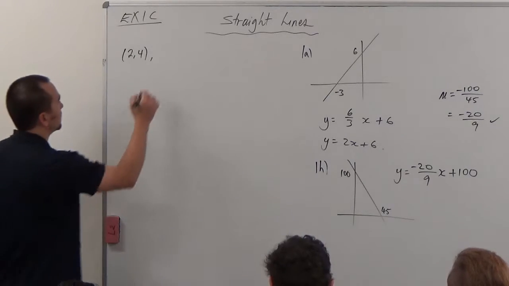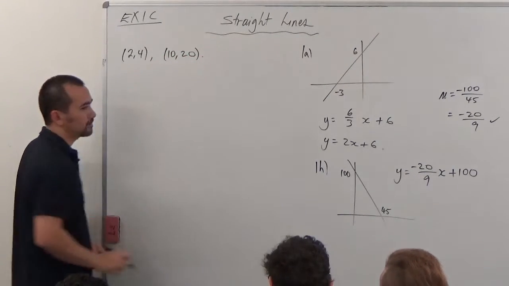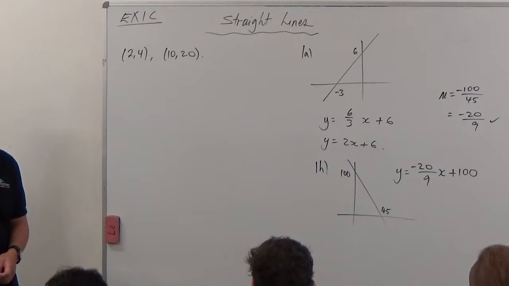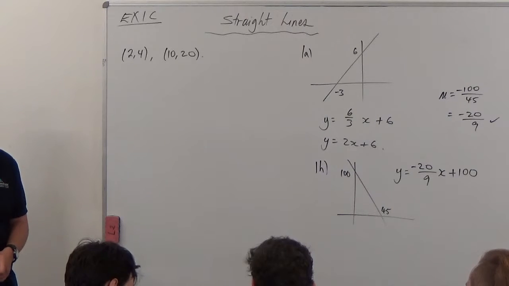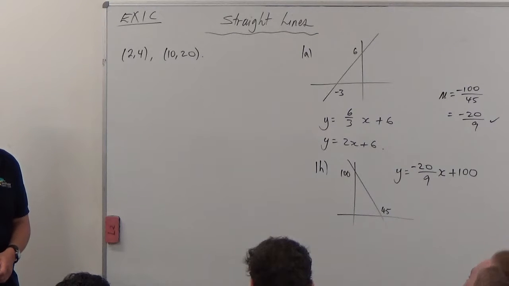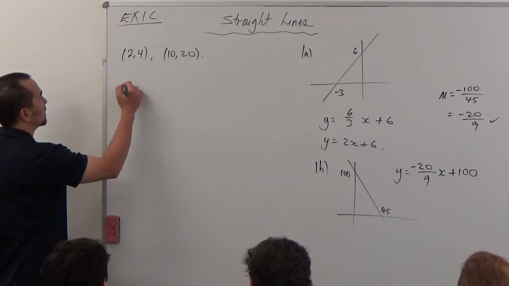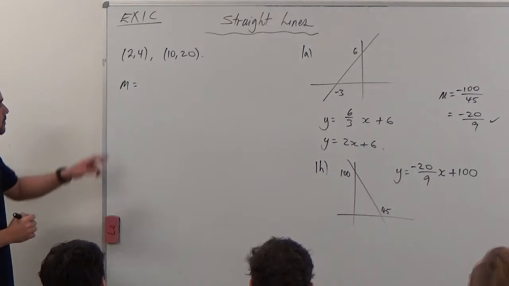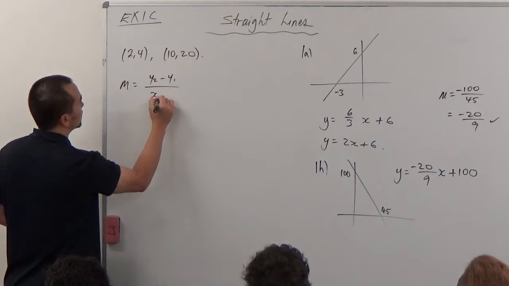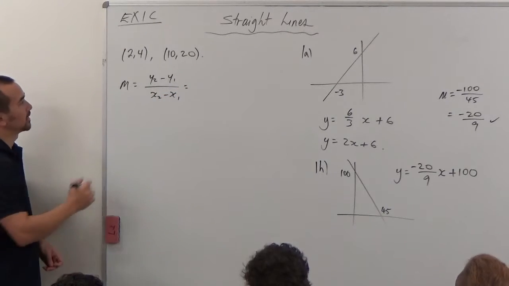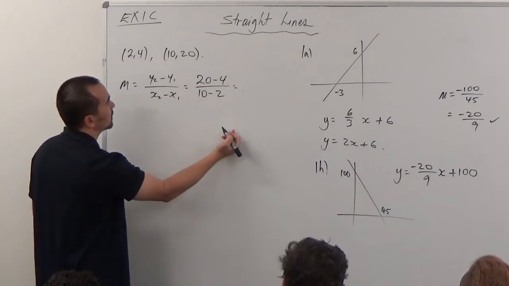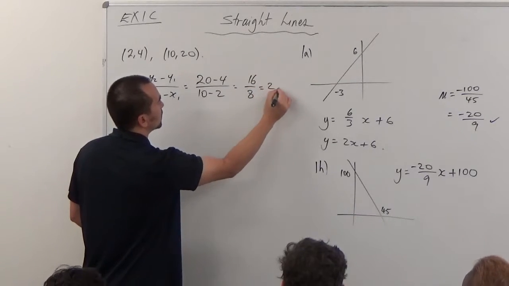And 10, 20. Alright, yes, Gypsy. We're going to come up with the equation of this line. Might be a bit of work. Yes, Judah. 20 minus 4 over 10 minus 2. Alright, so you're talking about the gradient formula? Yeah. You're solving for the gradient. So you're saying y2 take y1 divided by x2 take x1. Okay, so 20 take away 4, all over 10 take away 2. Which makes 16 over 8, which is 2.